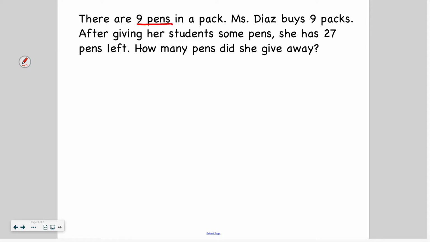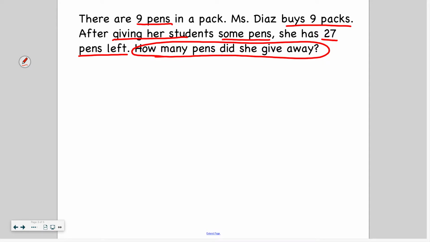There are 9 pens in a pack. Miss Diaz buys 9 packs. After giving her students some pens, she has 27 pens left. How many pens does she give away? So I know that Miss Diaz buys 9 packs of pens and all 9 packs bring 9 pens. And then from those pens that she gets, she gives some away.